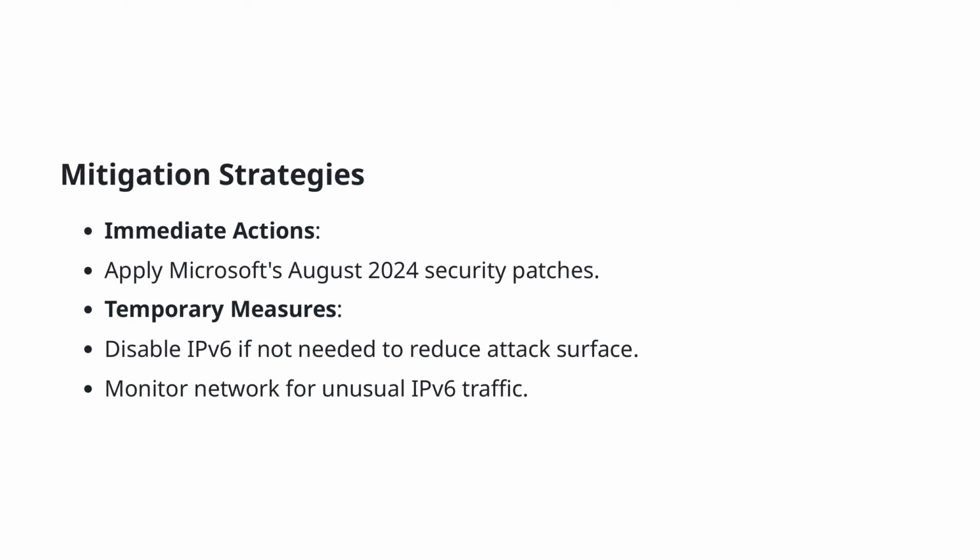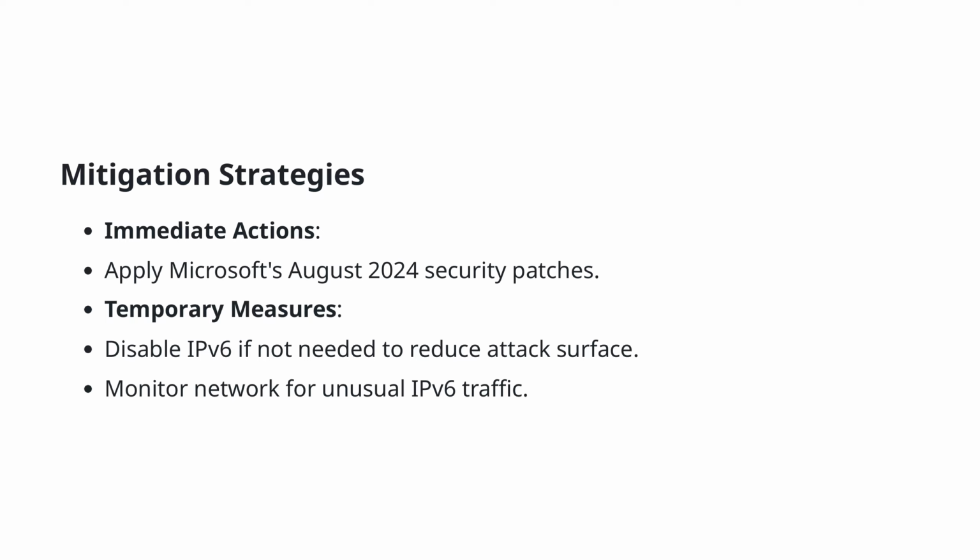In this slide, we're focusing on mitigation strategies for addressing vulnerabilities like CVE-2024-38063. First, it's imperative to apply Microsoft's August 2024 security patches to ensure that any known vulnerabilities in the software are addressed promptly. For temporary measures, consider disabling IPv6 on your network unless it's absolutely necessary. This step can help reduce the potential attack surface that malicious actors might exploit.